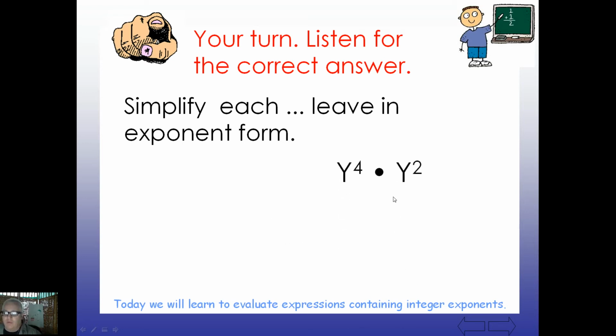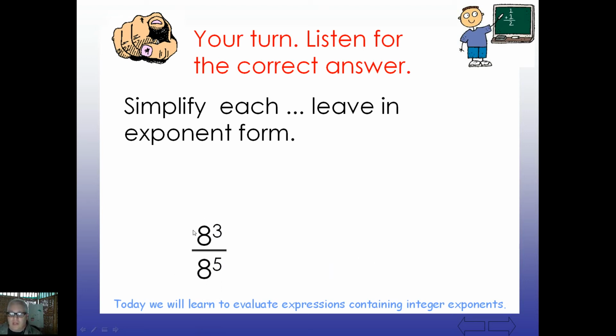How about this one? y to the 4th times y to the 2nd. y to the 6th power. We're multiplying, so we add them up. Here we're dividing again, so you're going to know to subtract the exponents if the bases match. The bases do match. So m to the 6th over m to the 3rd is m to the 3rd. How about w cubed times w cubed? I'll use that word cubed from yesterday. Let's see, 3 plus 3, we're adding because it's multiplication, so w to the 6th.